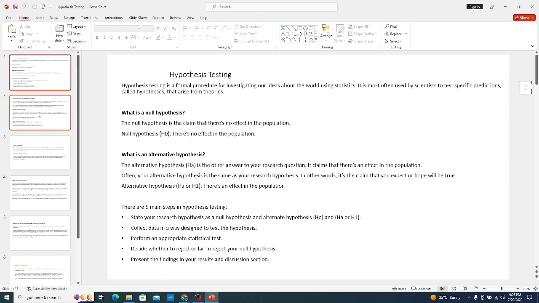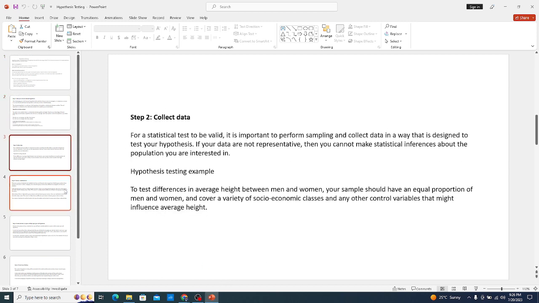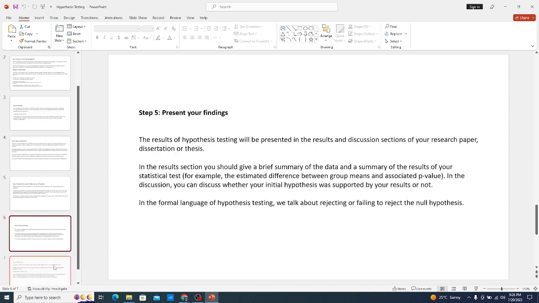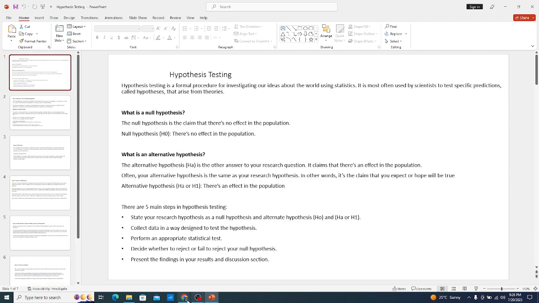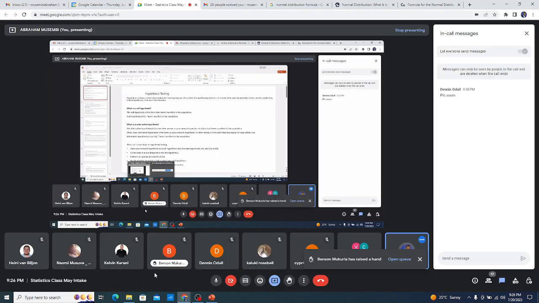Good. So for hypothesis testing, it will be more of theory, because we are just trying to learn the concept of hypothesis testing, and how we perform hypothesis testing when we are doing our research.